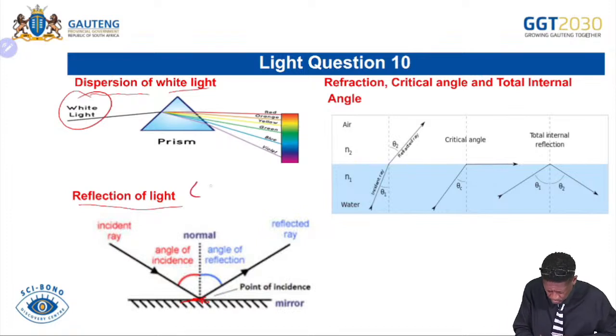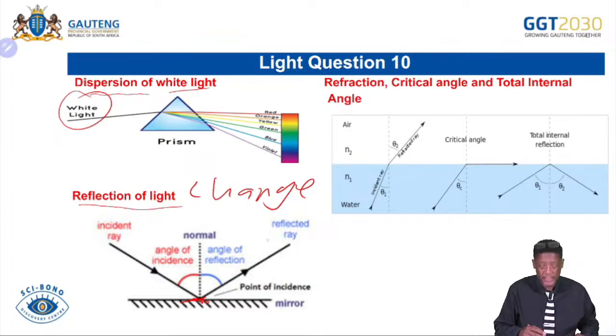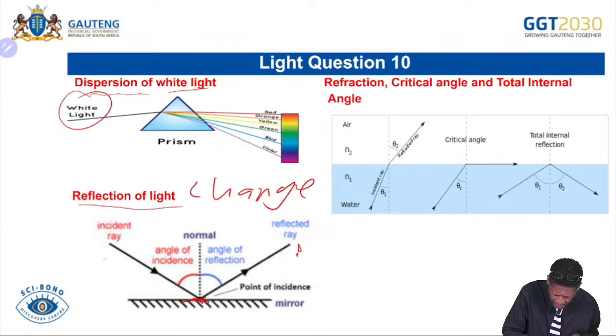Here we talk about changing direction. So it's going to change direction. Once it changes direction, it reflects. We call it the reflected ray. This is an incident ray. That incident ray and reflected ray, they are divided by what? The normal. There's a normal line there.